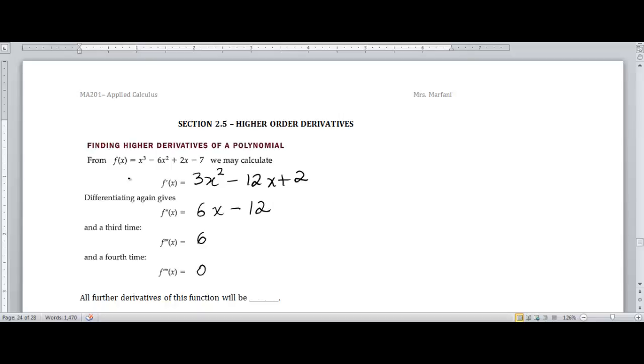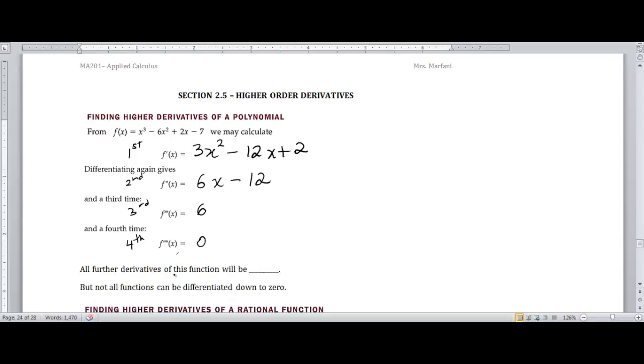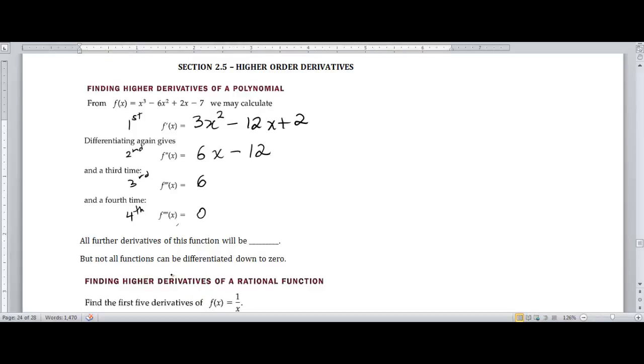We have the first derivative, the second derivative, the third derivative, and the fourth derivative. So we call the first one f prime of x, f double prime of x, f triple prime of x, the fourth derivative of x, and so on. If we keep taking the derivative of this function, the fourth, fifth and sixth derivatives will be the derivative of 0, which is 0.